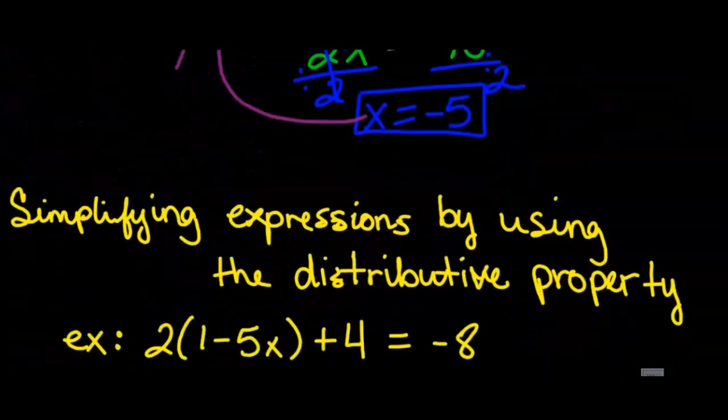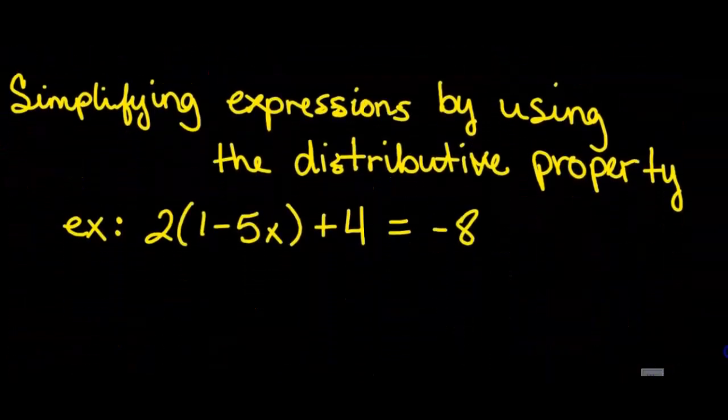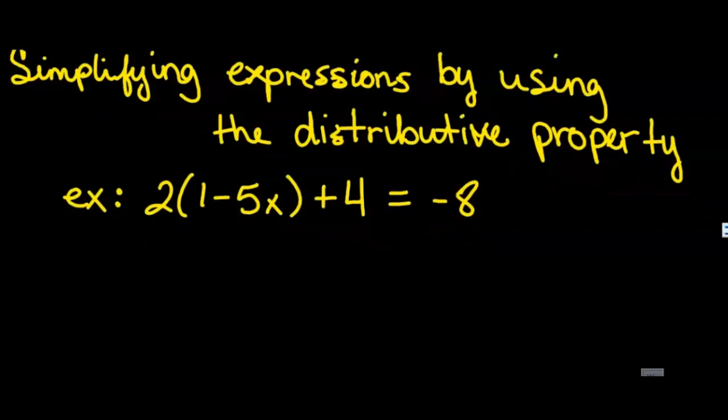Let's do another one, but this time one where we need to use the distributive property in order to simplify the expressions before solving. Okay, so we have 2 times the quantity 1 minus 5x, plus 4 equals -8. To solve this, we have to use the distributive property first and simplifying this side of the equation.